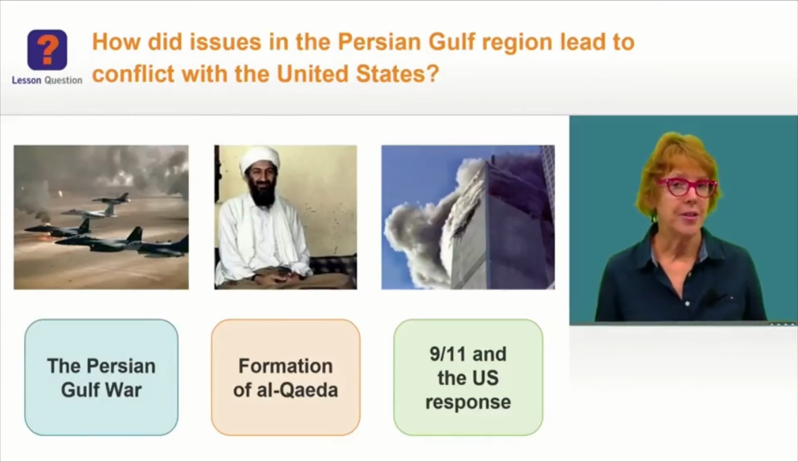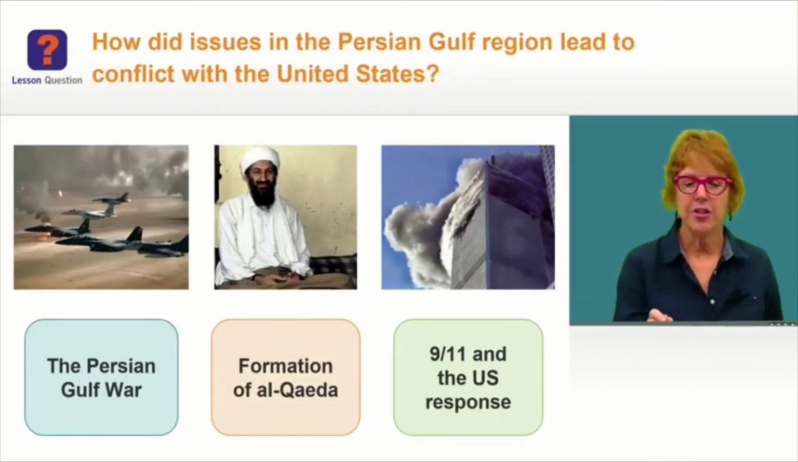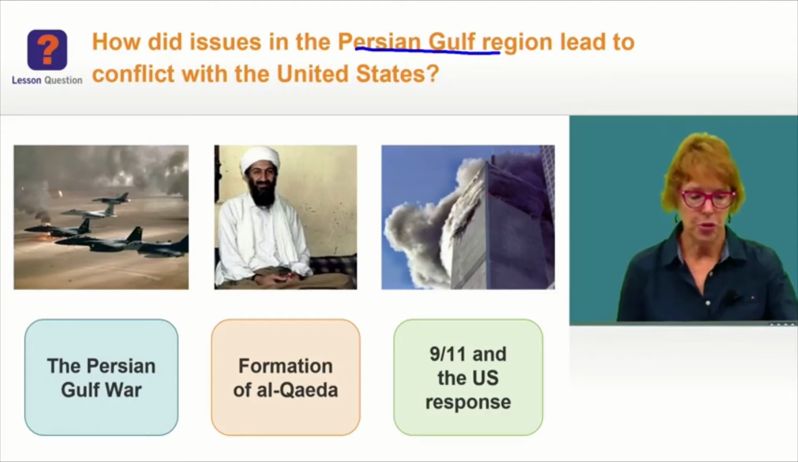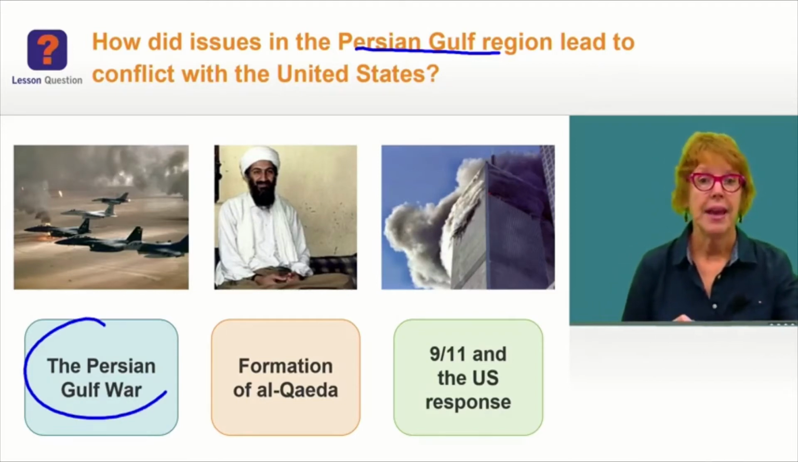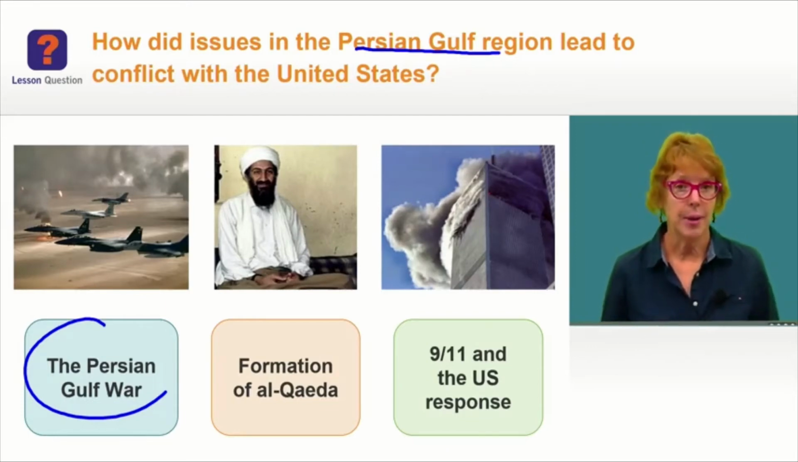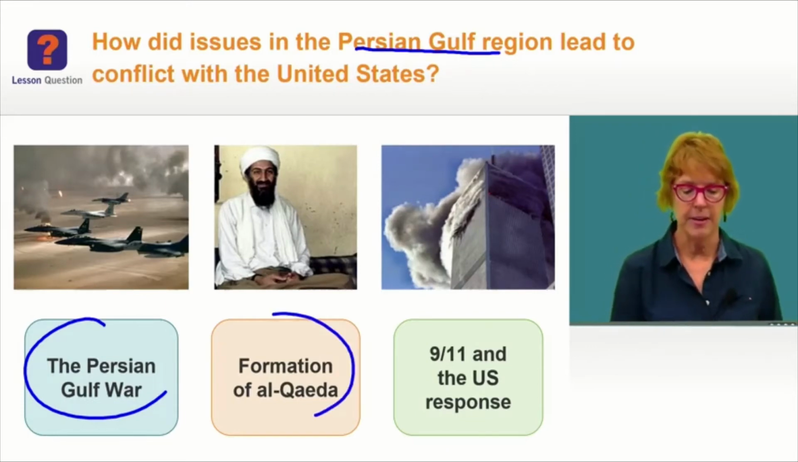We're still trying to answer our lesson question: how did issues in the Persian Gulf region lead to conflict with the United States? You just saw the events leading up to the Persian Gulf War and its aftermath in Iraq. At the same time this war was going on, a group known as the Taliban rose to power in Afghanistan.